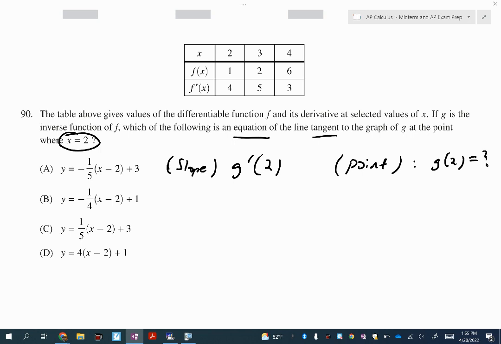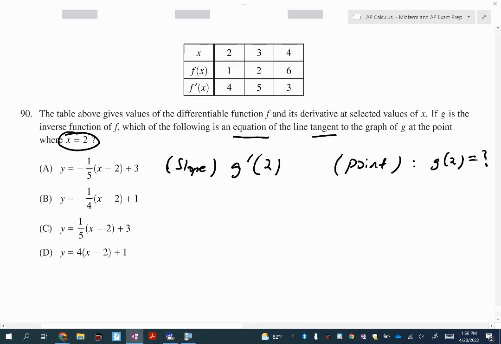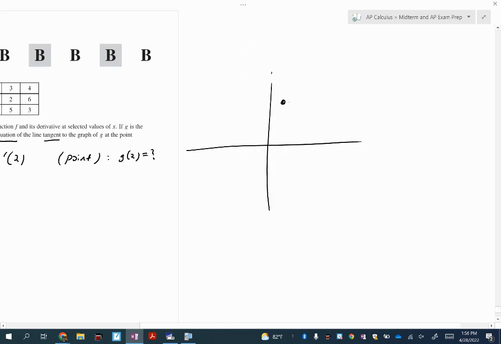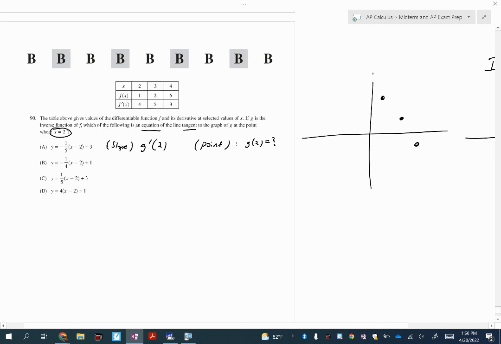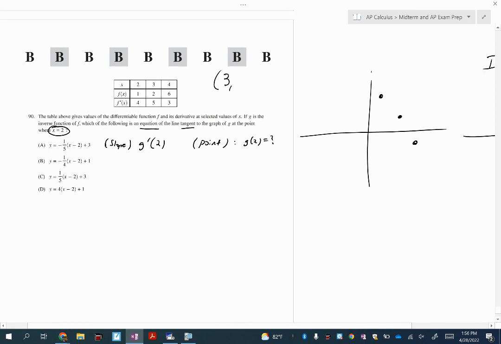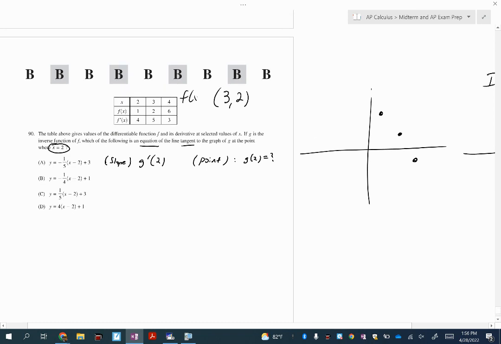Do you guys remember back in middle school what it means when things are inverses of each other? Like, if this is my graph, this point, this point, this point, what's the inverse? Do you remember what you do with the x and y values? You switch them. This says that when x is 3, my y value is 2, for my f of x function. Based on the table, when x is 3, my y is 2. So if I switch it, when my x is 2, my y value is 3. So there's my point. That's why I think that's the simpler part of the two.